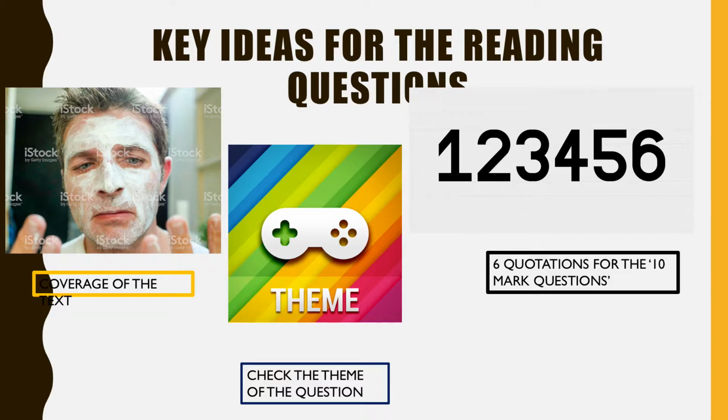Theme of the question. This is when you're identifying the quotations that you need, you understand what particular aspect of the text the question is asking you to analyse or look at. If you get the wrong theme, you're really going to struggle to find the relevant quotations.